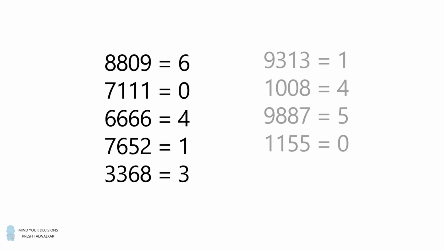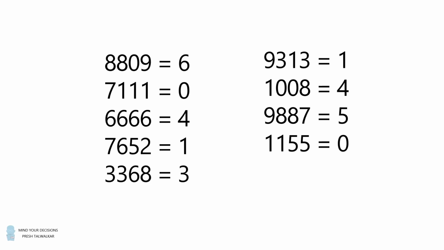Find the pattern in the following set of numbers. 8809 is equal to 6. 7111 is equal to 0. 6666 is equal to 4. 7652 is equal to 1. 3368 is equal to 3.